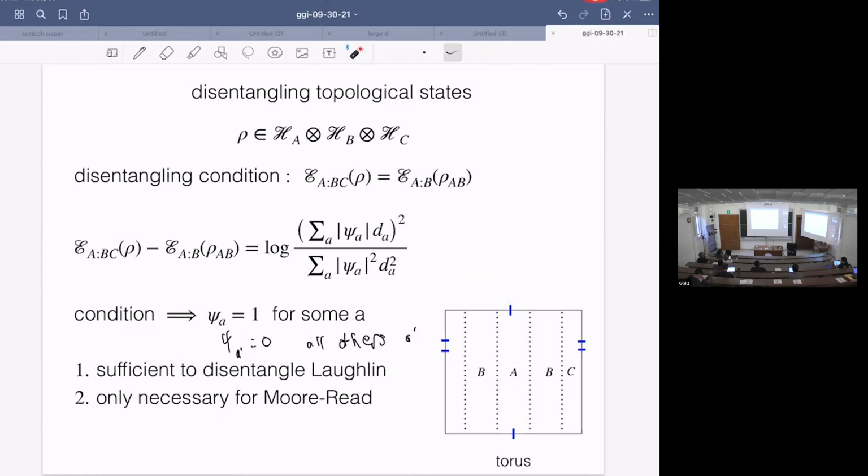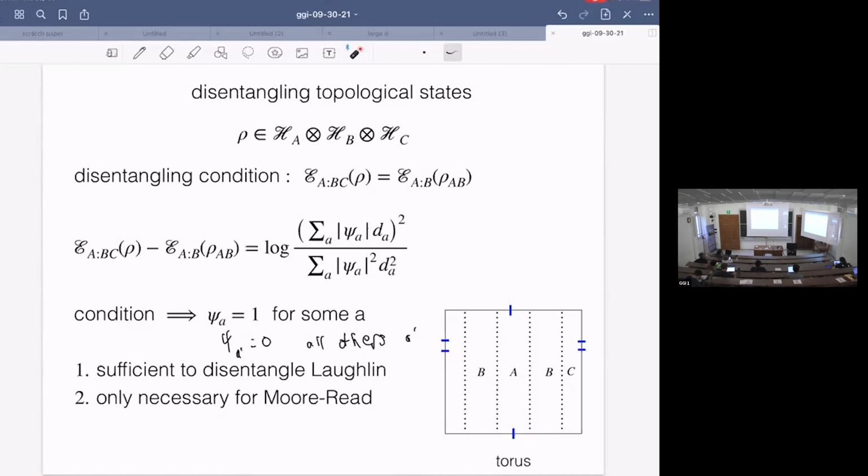It can be disentangled. On the other hand, if you do the same thing for the Moore-Read state, you can put that in a specific topological sector. But in this case, it does not decompose in terms of a product. So that's what I meant by this being a necessary but not sufficient condition to disentangle. Does that make sense?